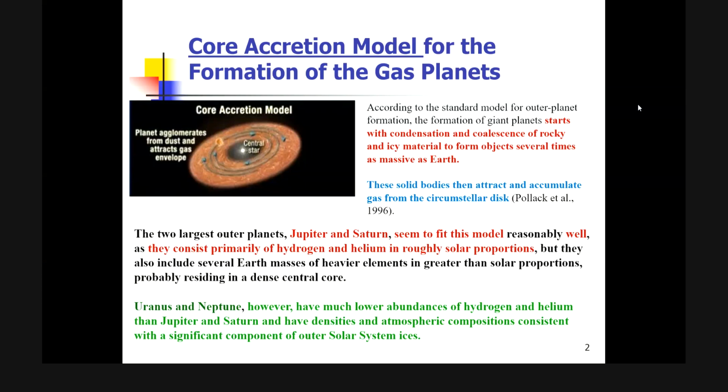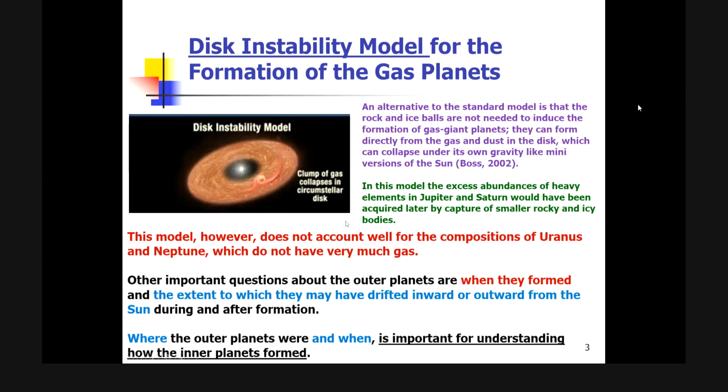In the core accretion model, the center part of the planetary body, basically a heavy core made up of rocky and icy material, accretes first, and then it starts to attract the gas from the circumstellar disk, and the planetary bodies grow in size. Okay, and the disk instability model doesn't require the core to grow first. It's just like, we had discussed how gravitational collapse of the original molecular cloud forms the sun. So it's like a mini version of that process, right? So here you don't require rock and ice balls to induce the formation of these planets. They can form directly from the remaining gas and dust in the disk, which collapses under its own gravity, right? So these are the two main hypotheses for the formation of the gas and ice giants, right?